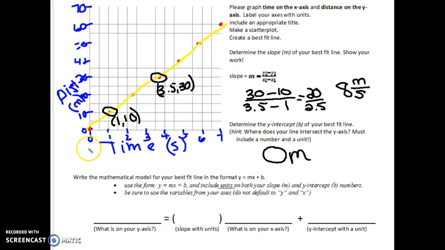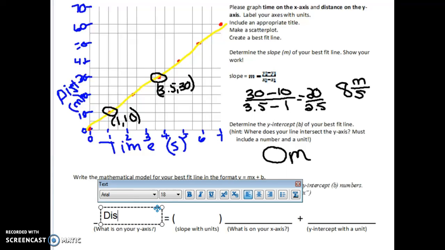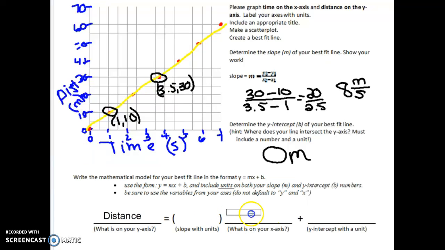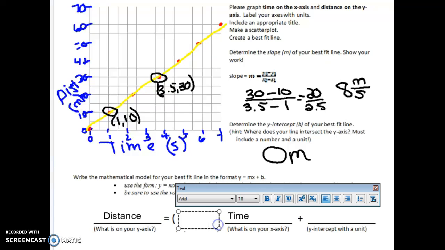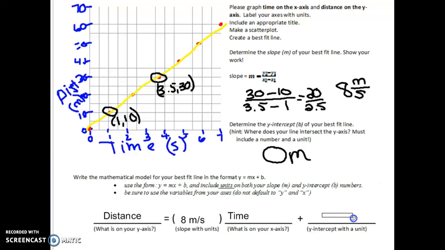My last step is to create my math model. And in order to do that, I'm going to ask myself, what is on my y-axis? So looking back at the graph, I can identify that distance is on my y-axis. I can also identify what's on my x-axis, and time is on my x-axis. In terms of the slope, I already calculated that, so now I'm just putting that in. So I'm going to put it in as 8 meters per second. My y-intercept, I also figured out what that was, and that was 0 meters.